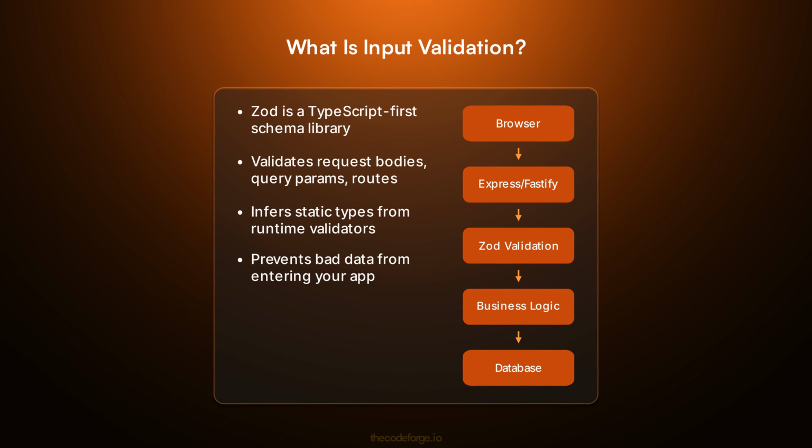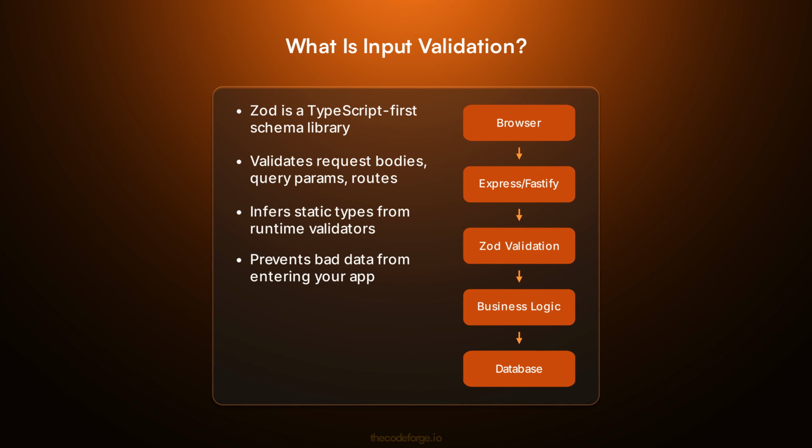Input validation is like a bouncer at a club. Zod checks everyone's ID before letting them in. It ensures data shape, types, and constraints, preventing garbage from corrupting your database.